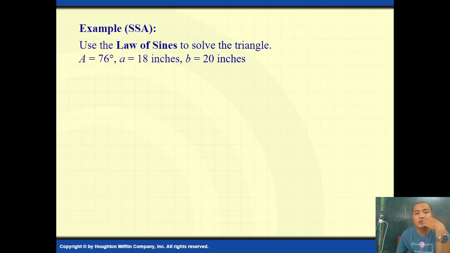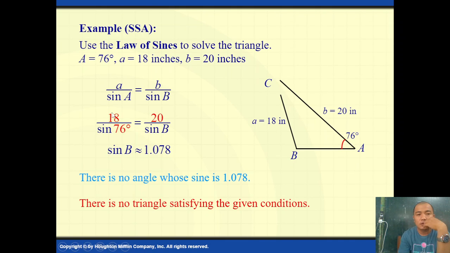Another, use the law of sines to solve the triangle. Angle A, 76 degrees. A, 18 inches. B, 20 inches. Okay. Let's try to solve. Use A over sine A is equal to B over sine B. Yes. 18 over sine 76 is equal to 20 over sine B. So, if we try to solve for sine B here, shift sine 1.078. Okay. The calculator will display error, diba? So that means there is no angle whose sine is 1.078. So there is no triangle satisfying the given conditions.